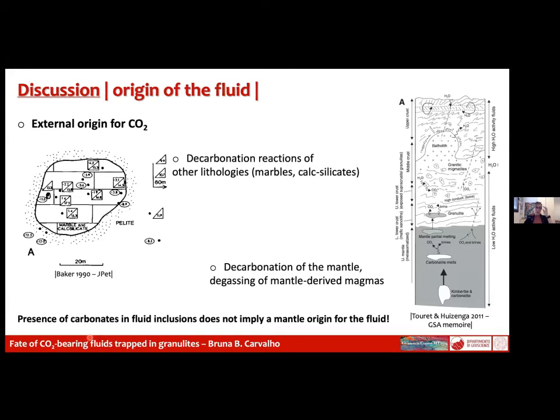But I have to emphasize that the presence of carbonates in the fluid does not imply a mantle origin for the fluid. And the only way to pinpoint the origin of the fluid is by looking at isotopes, and we haven't done that. So these are just possibilities.